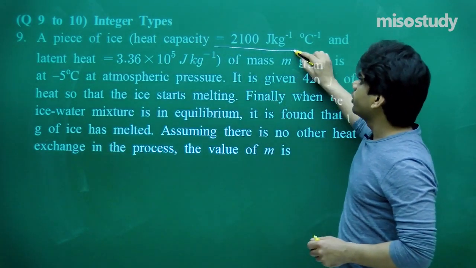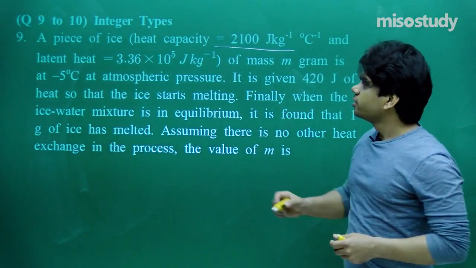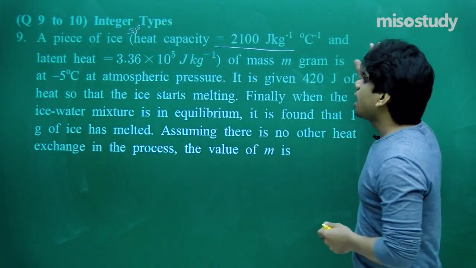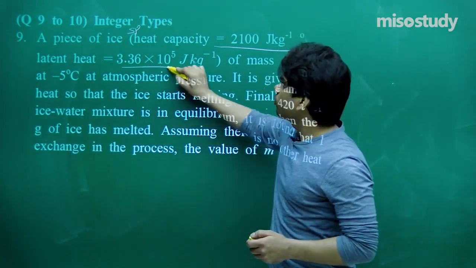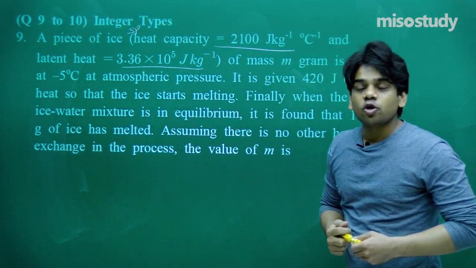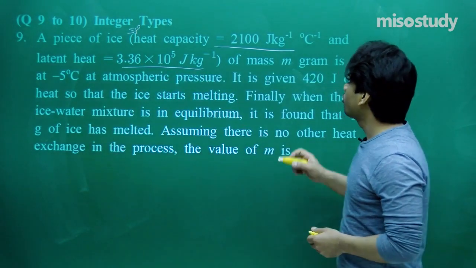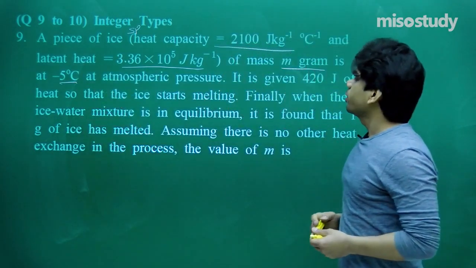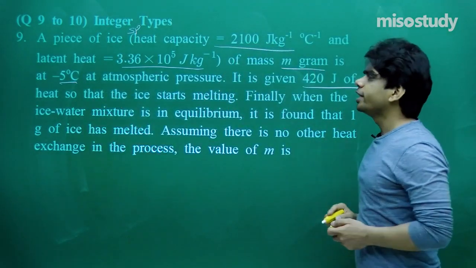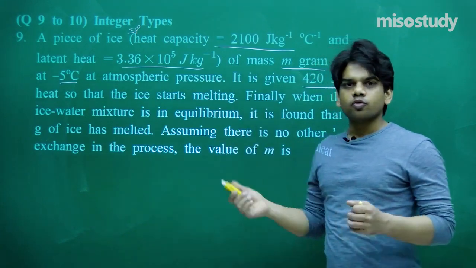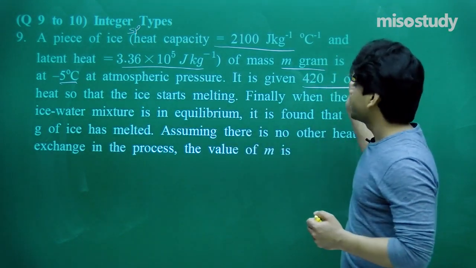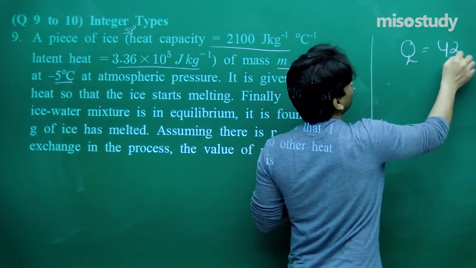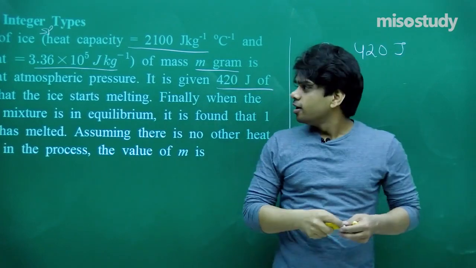A piece of ice, heat capacity 2100 joule per kg per degree Celsius. This is actually specific heat capacity, not only heat capacity. And latent heat 3.36 into 10 to the power 5 joule per kg. Latent heat is also given. Ice of mass m gram is at -5 degrees Celsius. At atmospheric pressure, it is given 420 joule of heat so that ice starts melting. So when you're giving heat energy, the amount of heat energy given is 420 joule. So Q is equal to 420 joule, that is what is given.